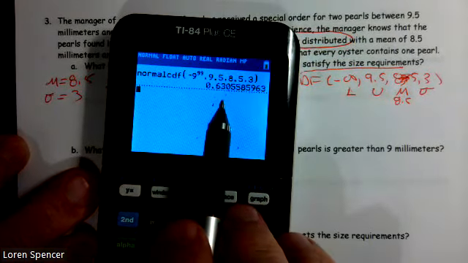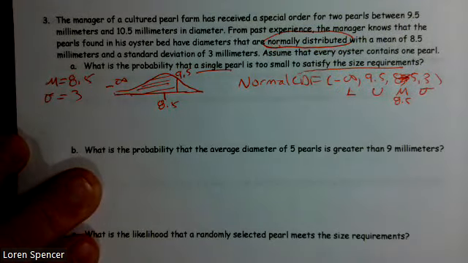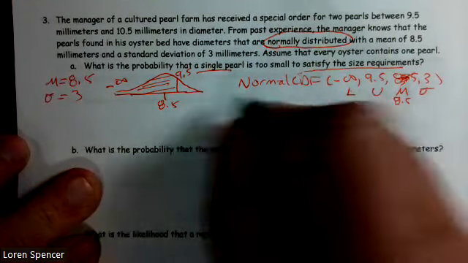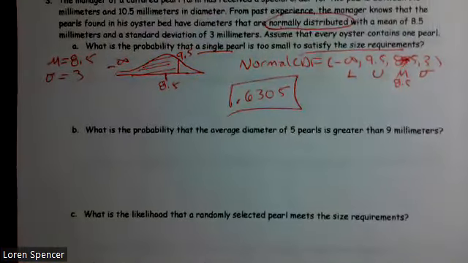And we end up saying there's a 63% chance that the pearl is going to be too small, which makes sense because we're over halfway. Halfway is here, so we're over halfway, so it's likely to be more than 50%.